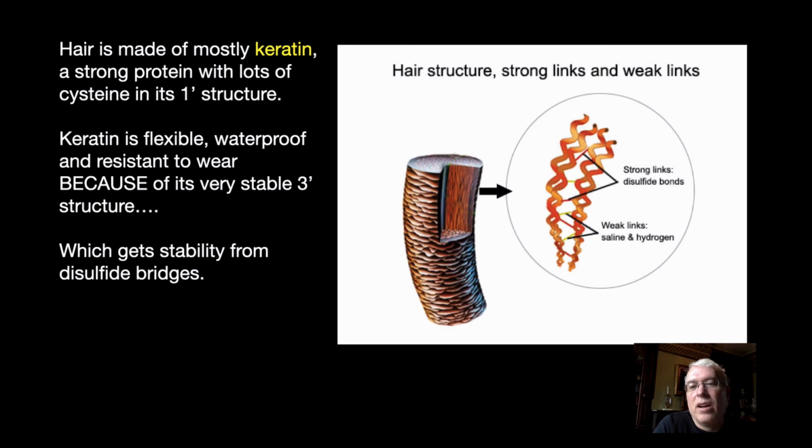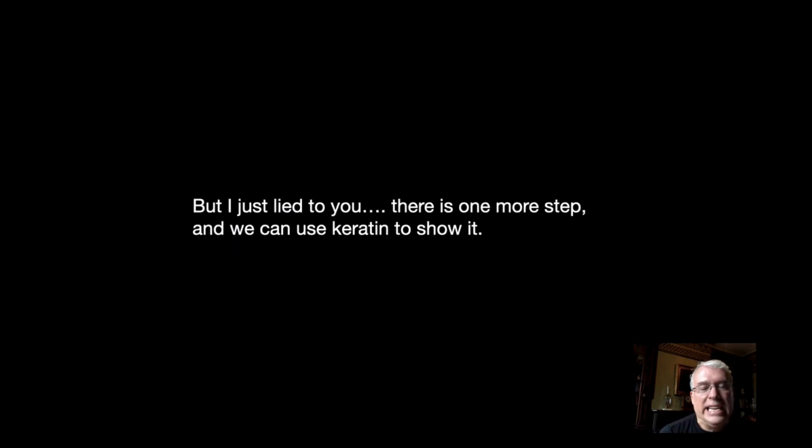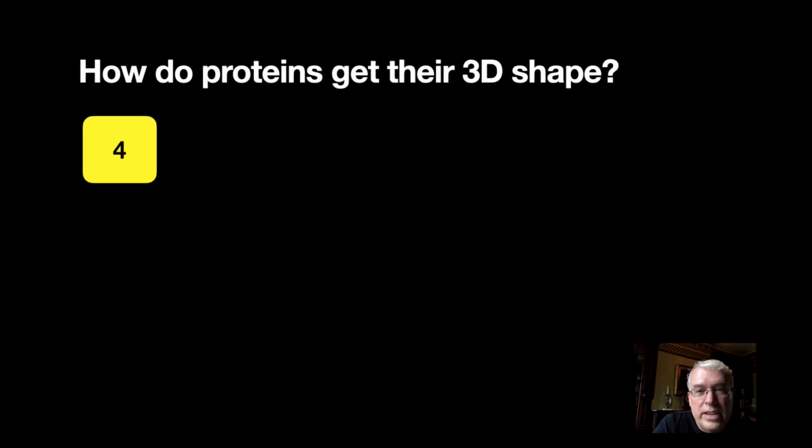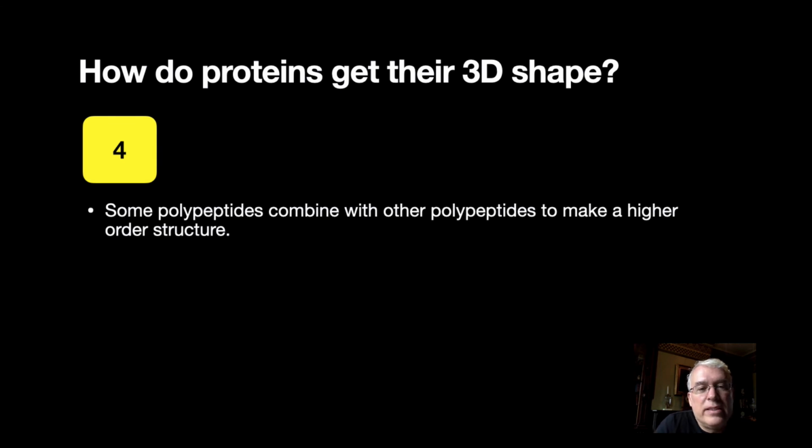Now, I didn't tell you guys the whole truth. That keratin molecule actually has 4 levels of structure. Now, I didn't lie to you. I just didn't tell you the whole truth at first, but I want to straighten that out right now. Some proteins have a fourth level of structure, all right? And some polypeptides combine with other polypeptides to make a higher order structure. And what that means, simply stated, is some proteins are actually made up of multiple primary structures that become tangled up with each other. And I'm going to show you some pictures of a couple in just a second.